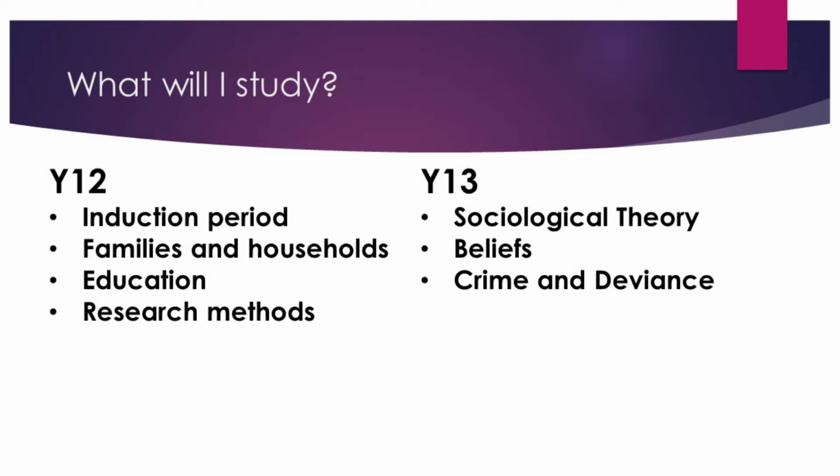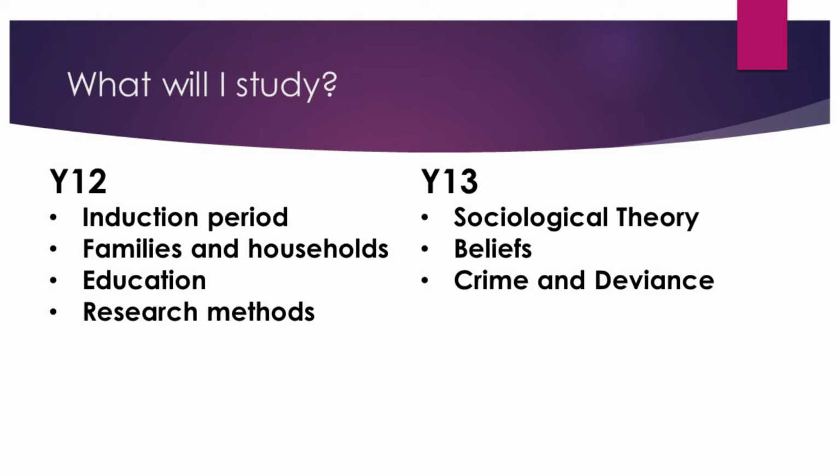Education is the next topic, and we look at differences in attainment. So for example, why are girls doing better in education than boys? What difference does money make to your achievement in education? And then we look at research methods. So how do sociologists gather their research and their data?